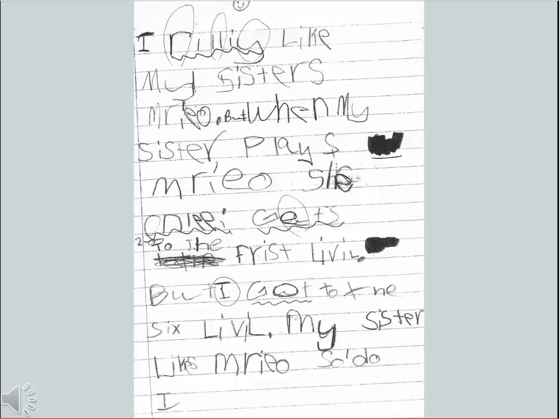Children write most elaborately about the things that they really care about. Here's something this little boy really cared about. "I really like my sister's Mario. When my sister plays Mario, she gets to the first level, but I got to the 6th level. My sister likes Mario, so do I."